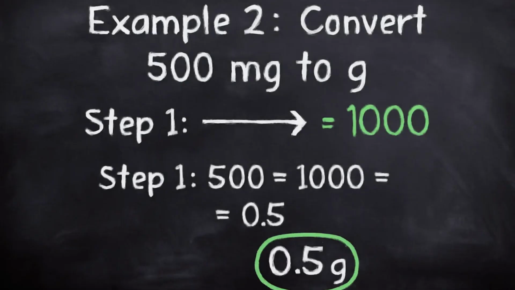Now let's try converting in the opposite direction. We have 500 milligrams that we need to express in grams. Since we're going from milligrams to grams, we'll divide by 1,000. When we calculate 500 divided by 1,000, we get 0.5 grams. Notice how moving from milligrams to grams gives us a smaller number.